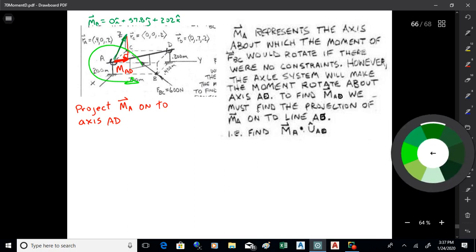So what I'm going to do is start with that M sub A vector, which goes up like that. There's MA, and I'm going to project it down onto that axle that goes from A to D, because I'm going to force the moment to occur about that axle. So we're doing something like orthogonal to AB and BC. Orthogonal to AB and BC. Is that what we're doing?